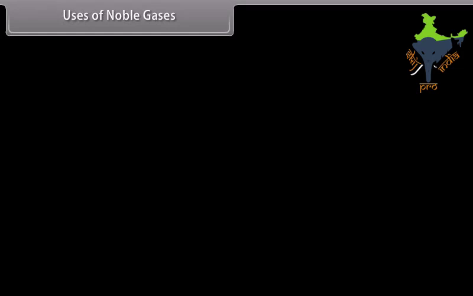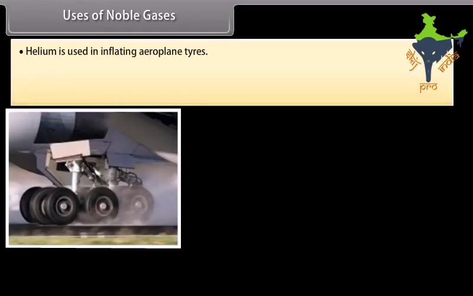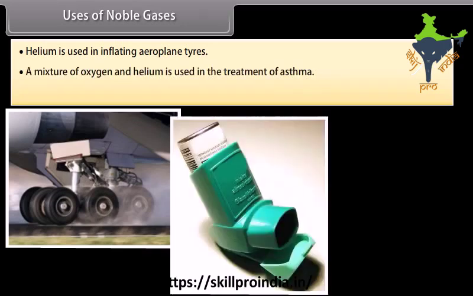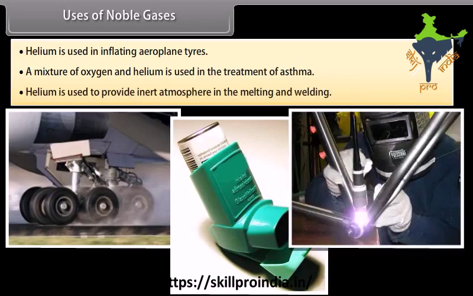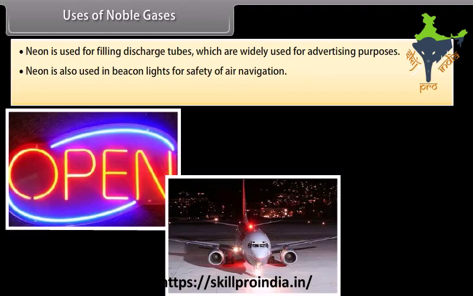Uses of noble gases. The important uses of noble gases are the following. Because of the lightness of helium, it is used in inflating aeroplane tires. A mixture of oxygen and helium is used in the treatment of asthma. Helium is used to provide an inert atmosphere in melting and welding. Neon is used for filling discharge tubes which have characteristic colors and are widely used for advertising purposes. Neon is also used in beacon lights for safety of air navigation as the light possesses fog and storm-penetrating power.